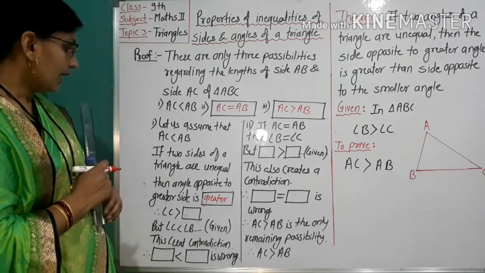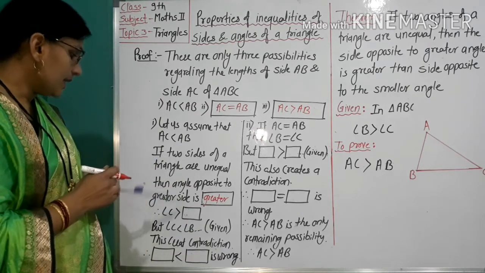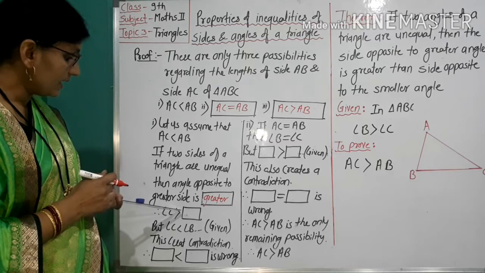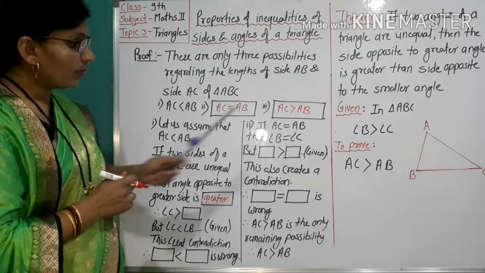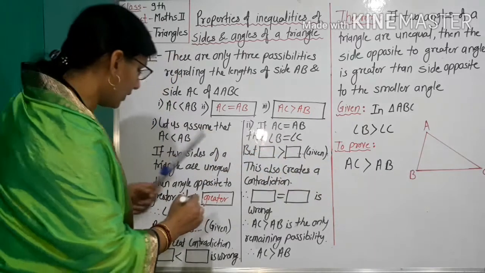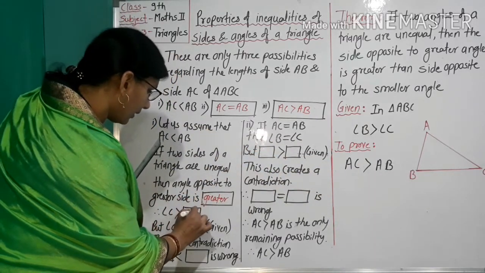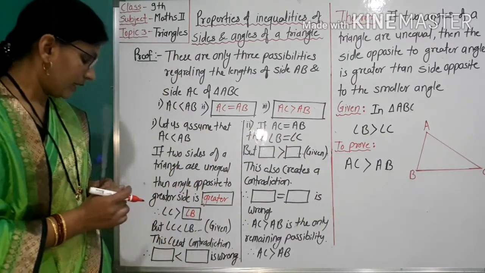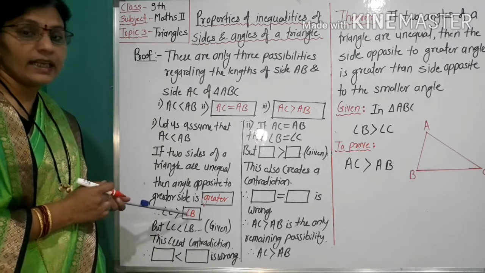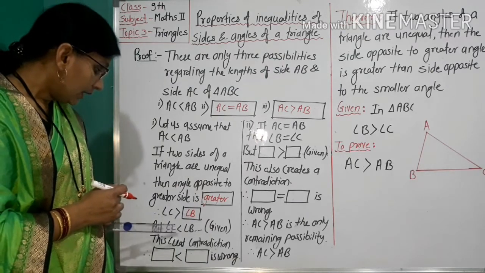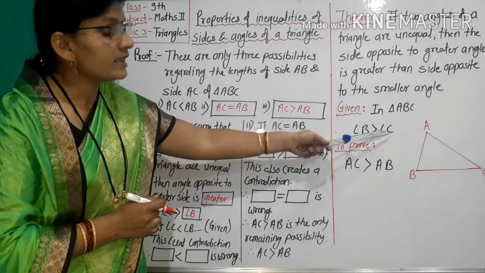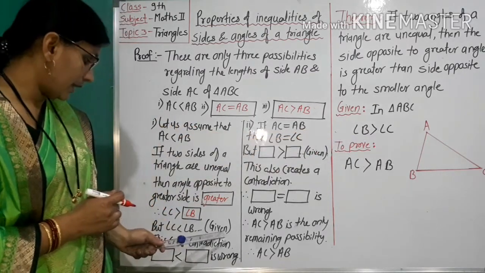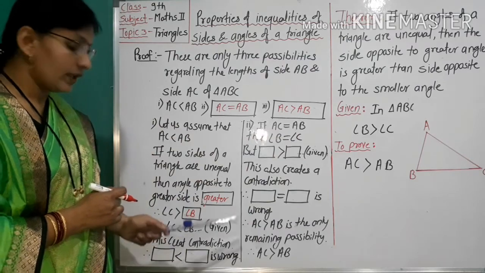Therefore, the angle opposite to the greater side AB is C. This C is greater than the angle opposite to AC. The angle opposite to AC is B. So write down here angle B. Here angle C is greater than angle B. But the given part says angle C is less than angle B. And this creates a contradiction.